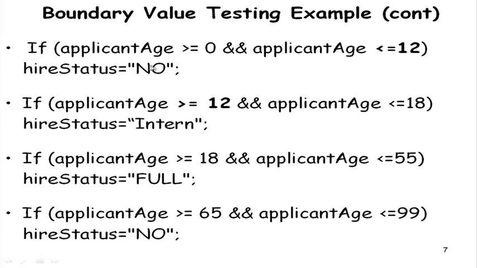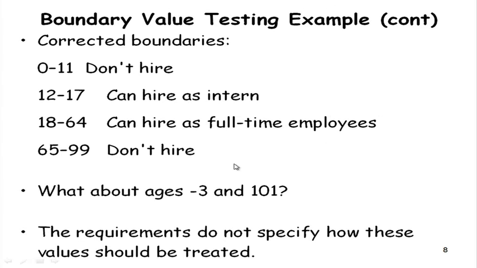If we translate it into code, we would obviously have the same problems at the boundary. So, just see here, 12 would make this if statement true, and also the next if statement will also become true. Similarly, the case for 18, 65 and so on.